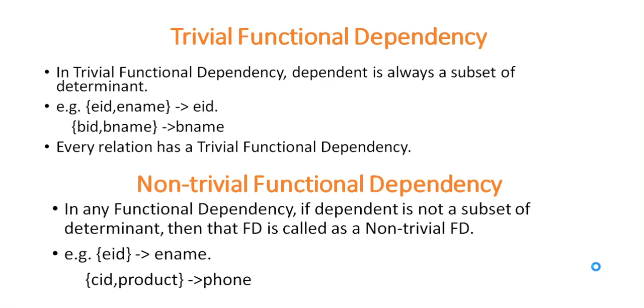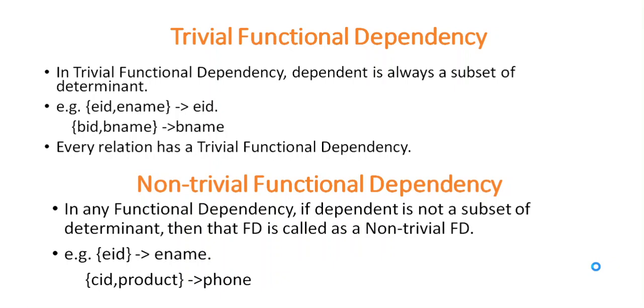Then we have another type called non-trivial functional dependency. A non-trivial functional dependency is when the dependent is not a subset of the determinant. It is the opposite of trivial. See, employee ID is determining e-name. E-name is not a subset of employee ID, so it is non-trivial.